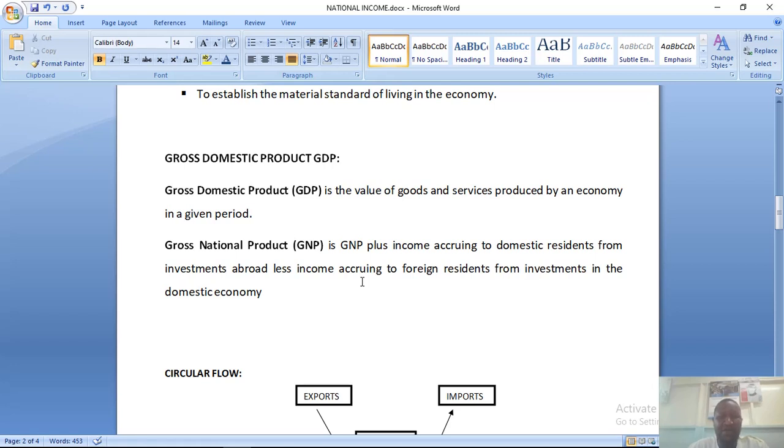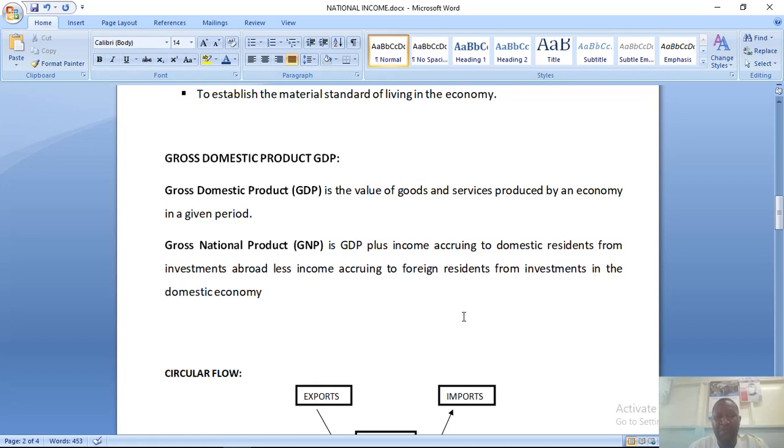So GDP looks at whatever is produced within an economy regardless of who is producing. So those products and services that are produced within an economy regardless of who is producing them are taken into consideration when you are calculating GDP. But when you are calculating GNP, you only take into account the output of the nationals. So GNP is GDP plus income accruing to domestic residents from their investment abroad, less the income accruing to foreign residents from their investment in the domestic economy.